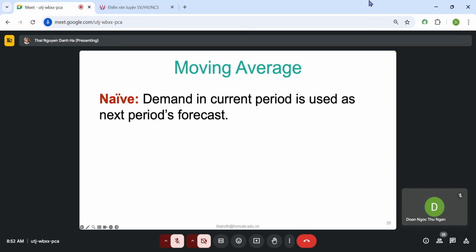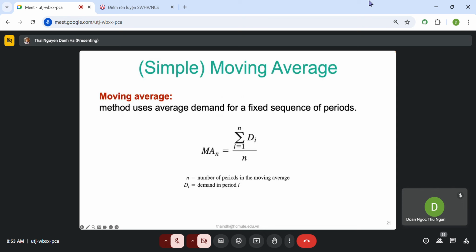It's very simple. We don't have it in practice. And the next one, sometimes we call that the simple moving average, and sometimes we call that the moving average. And what is the moving average? You can see the formula of the moving average here. This is the method used to average demand for a fixed sequence of periods.